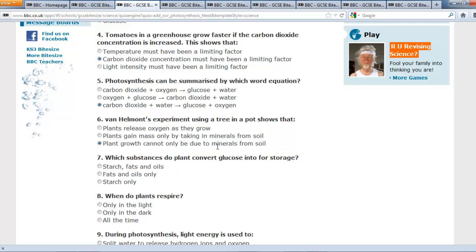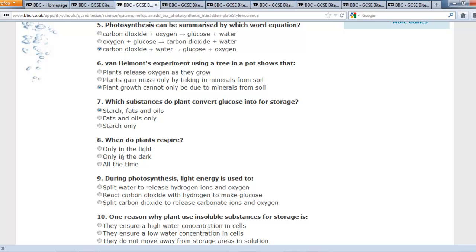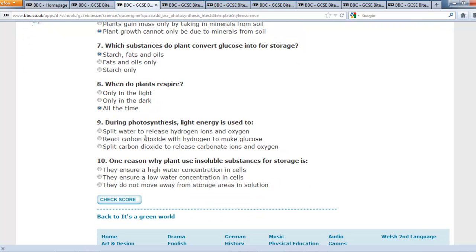Yeah, so other scientists pinpointed that it was the carbon dioxide in the air, and Van Helmont basically found out that it wasn't only because of minerals. Next, which substances do plants convert glucose into for storage? Starch, fats and oils. When do plants respire? All the time, else they'd be dead.